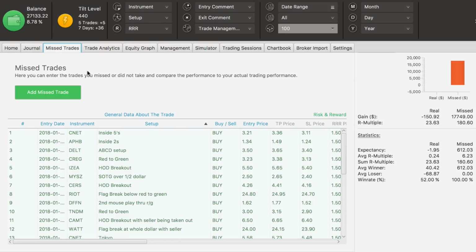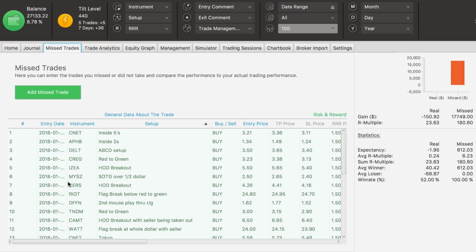One thing that I forgot actually is the missed trades. He is using the missed trades, and he seems to be missing quite a few trades, and the trades that he's missing, he's leaving a lot of money on the table. So that's also something that he should really address.